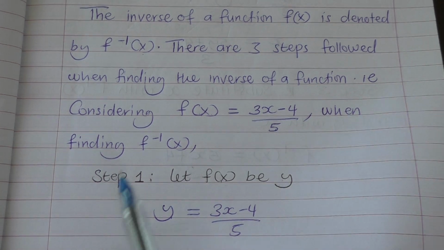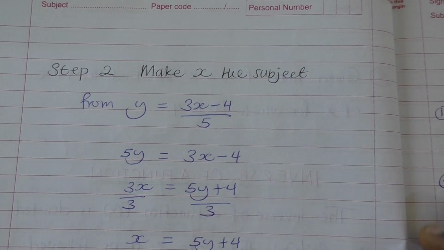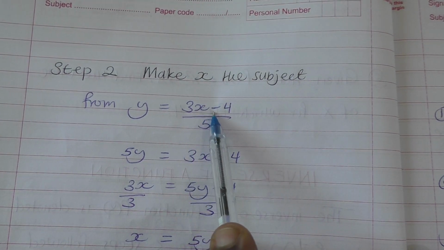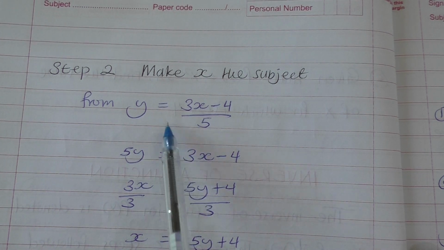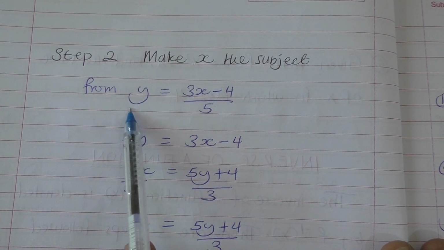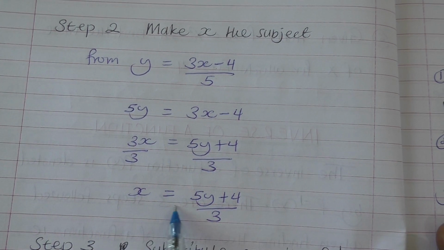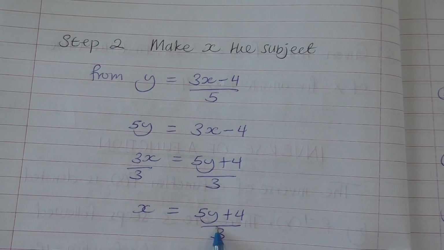Step 2 is to make x the subject. We make x the subject. So in this particular example, we cross multiply by 5 and add a 4, we divide by 3, so that we make x the subject.